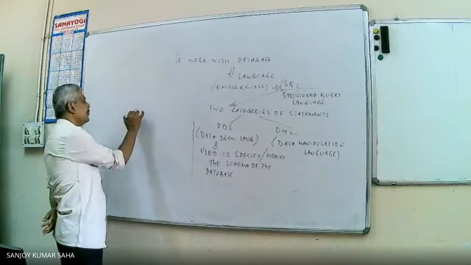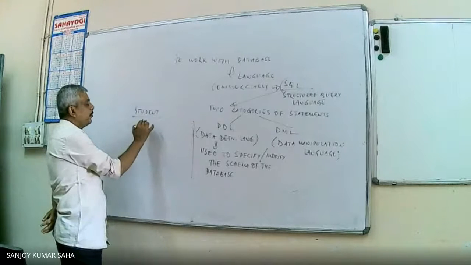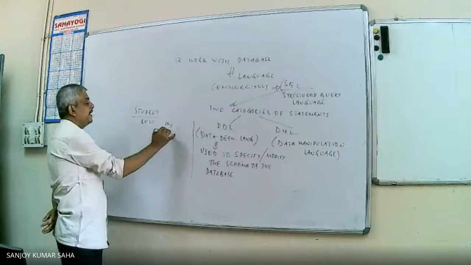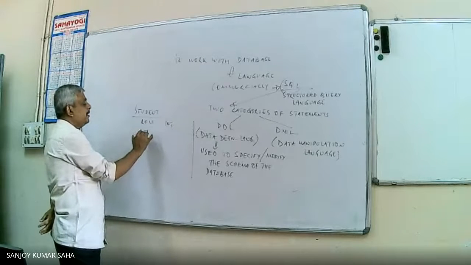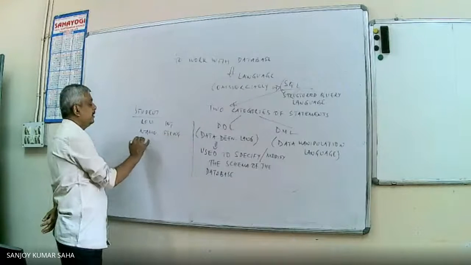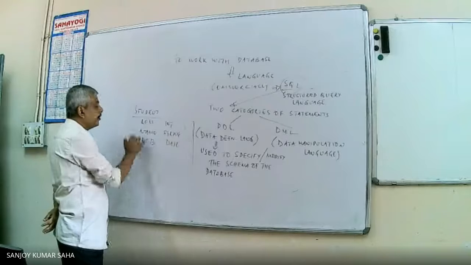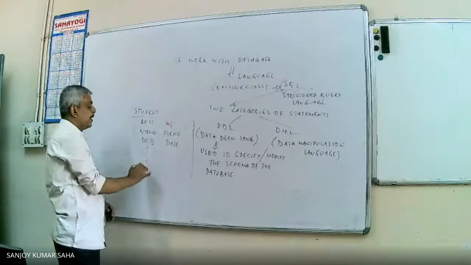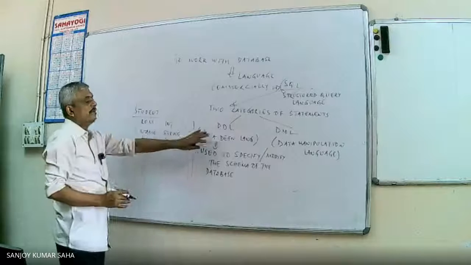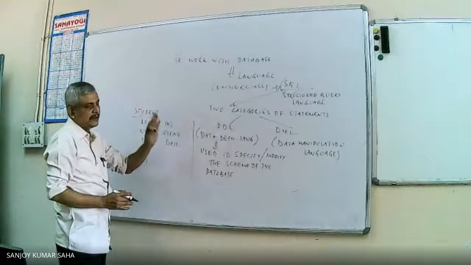Suppose I want to create the student database where roll number is of type, say, integer, name is of type string, date of birth is of type date. So in order to specify this kind of schema, we'll be taking the help of DDL category of statement, data definition language.